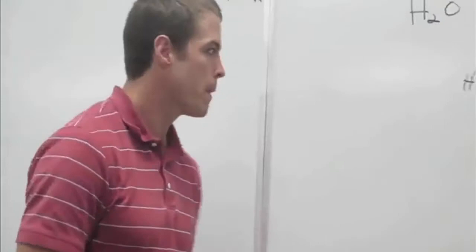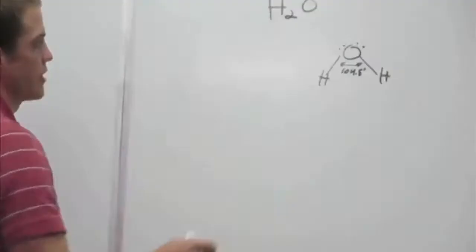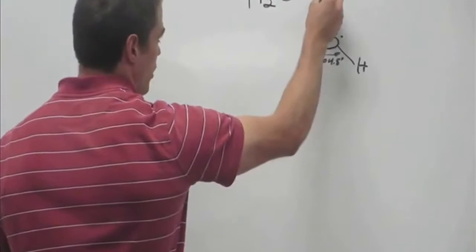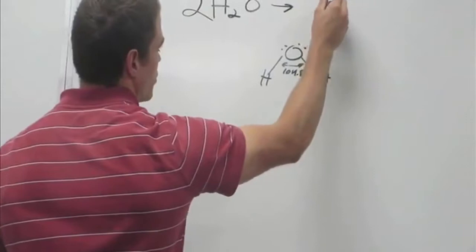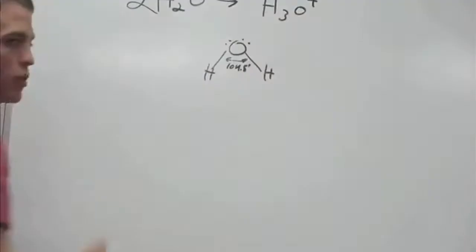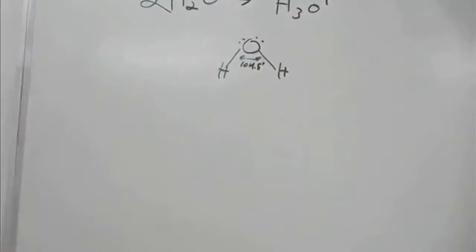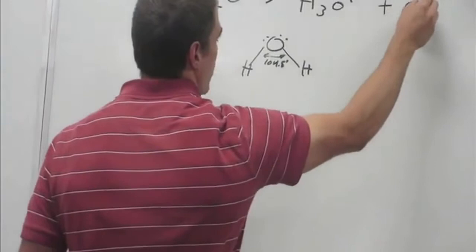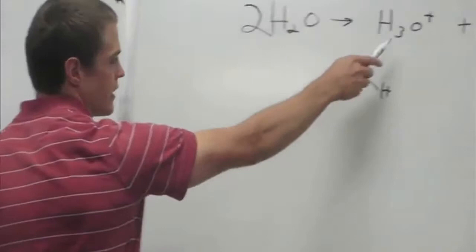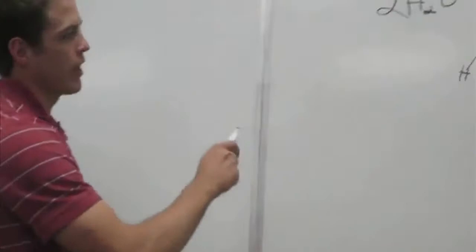So water exists in equilibrium. Two water molecules are converted into this little guy right here. This is the acid, the hydronium ion, and the hydroxide ion. This is the base. You can kind of think of it like that. And I'll explain how this happens with water.